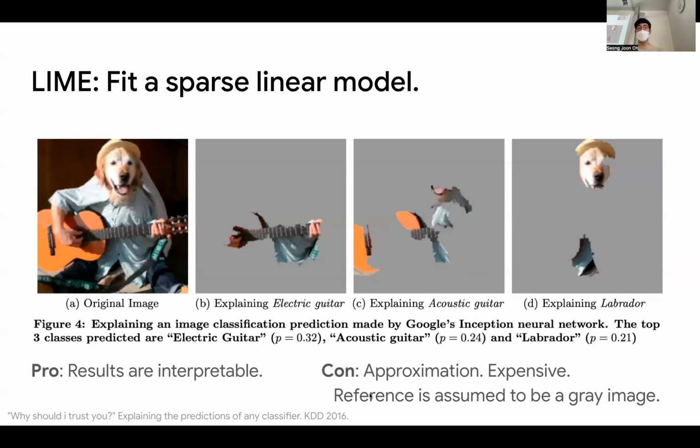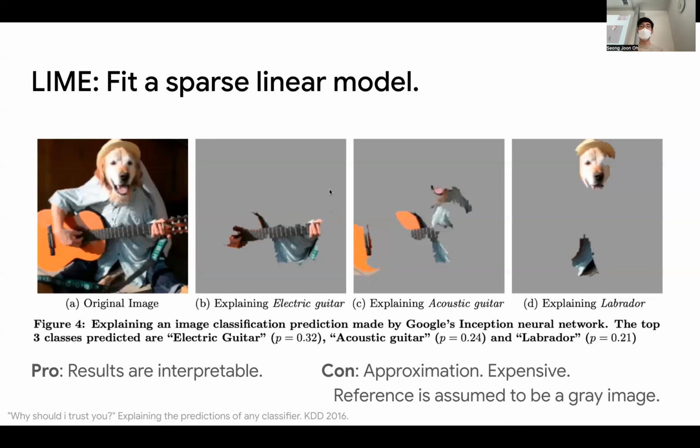Okay, and the other con here is that your reference is assumed to be a gray image. Gray image is another representation of zeroness of the value, because when you give an input to a neural network, you typically do mean subtraction and basically centralization of your inputs. So what is 0 as an input to a neural network is usually a gray image, gray pixels.